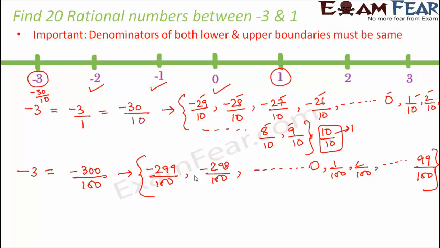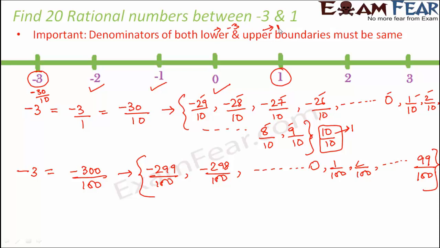So it is very important whenever you are trying to locate rational numbers between any two numbers that the denominators of both the lower and the upper boundaries must be the same. Now here, what is the lower boundary? Here the lower boundary is minus 3. What is the upper boundary? That is 1. And if you see, the denominator of both of them is 1.